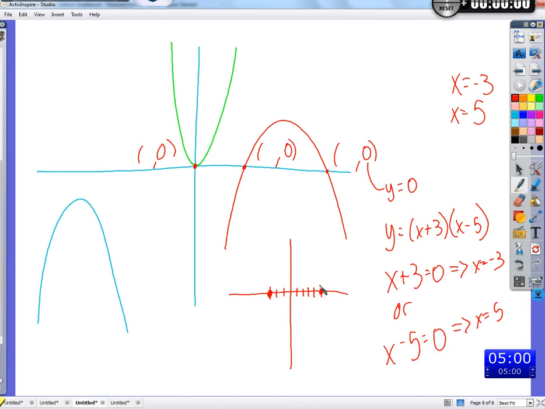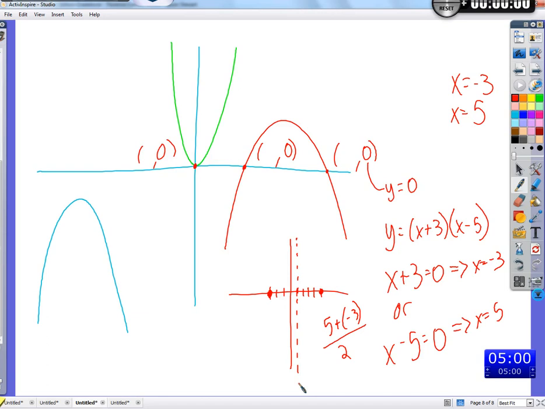Exactly. Where is the middle of those 2 points? How do you find the middle of any two numbers? Add and divide by 2. You find the average of the two numbers: 5 plus negative 3, or 5 minus 3, over 2. 5 minus 3 is 2, divided by 2 is 1. So this must be the line of symmetry. And what will you find on the line of symmetry? The vertex. You'll find the vertex on the line of symmetry.